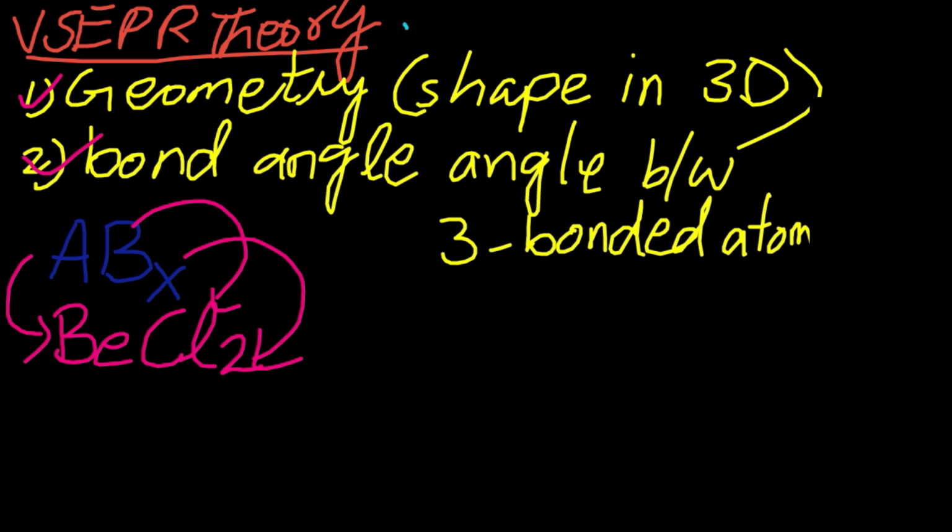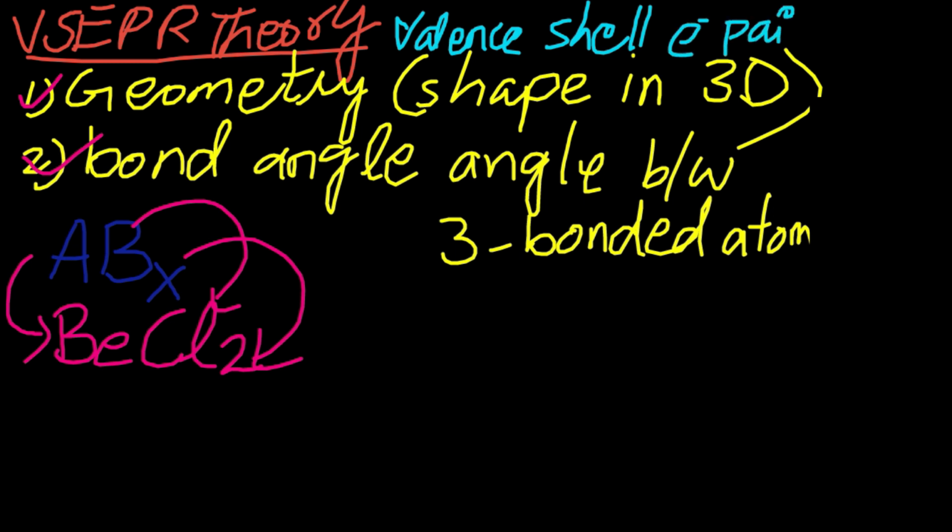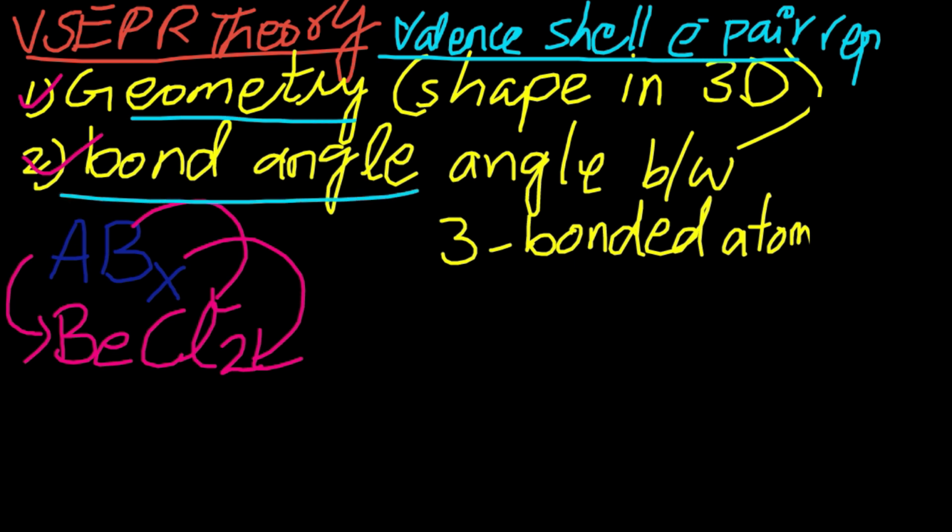VSEPR stands for valence shell electron pair repulsion. As the name is indicating that valence shell electron pairs are involved in determining the geometry and bond angle of molecules. How many valence shell electron pairs are in beryllium? As beryllium is a central atom, so we are concerned with the valence shell electron pairs of beryllium.